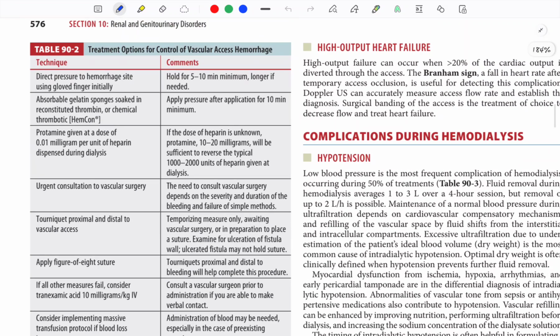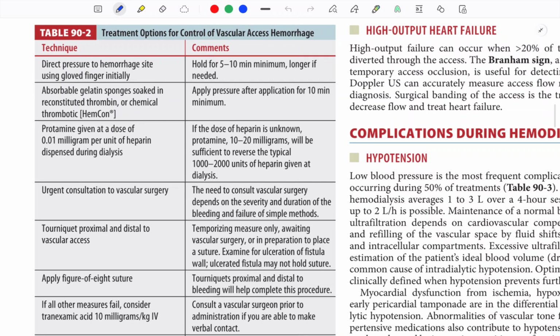How will we treat a vascular access hemorrhage? First apply direct pressure for at least 5 to 10 minutes. Apply pressure with absorbable gelatin sponge soaked in reconstituted thrombin. So we will pack it with a thrombin soaked gelatin sponge. Give protamine 1 mg for every 100 units of heparin. Apply tourniquets proximal and distal. Then figure of 8 suture, tranexamic acid, and start massive transfusion protocol.